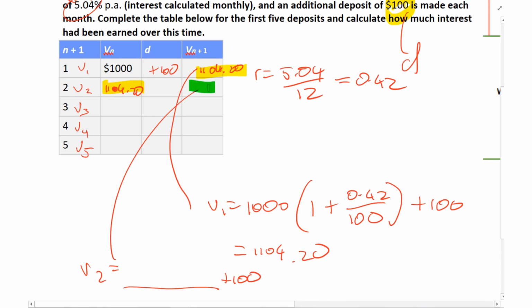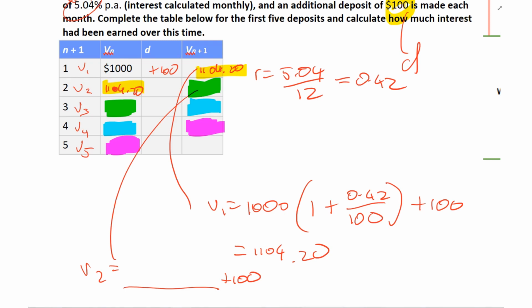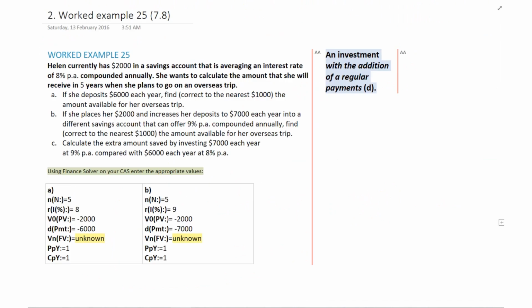Take that value from here, and bring it down to here, use it there, plus 100, and then you'll get another number which goes here, and you use that here, do your calculation, plus 100, and you'll get another number which you then use here, and that'll generate your fifth term at that point. Okay, so that's how you work out using that one there. Okay, so now we're going to go into worked example 25.